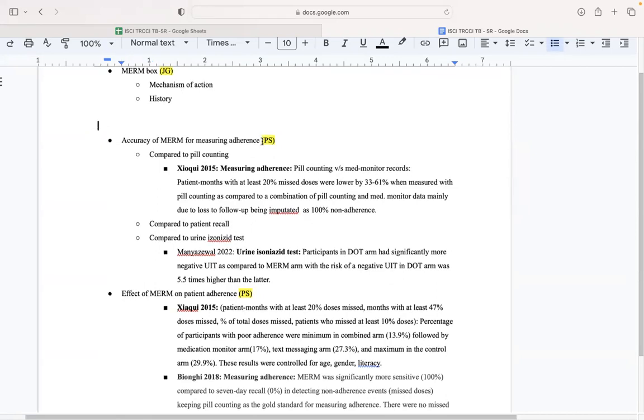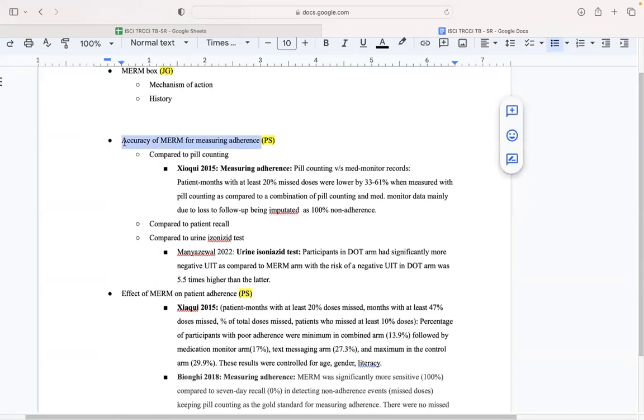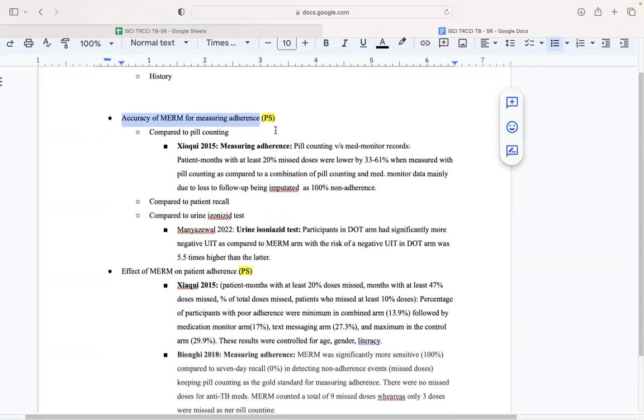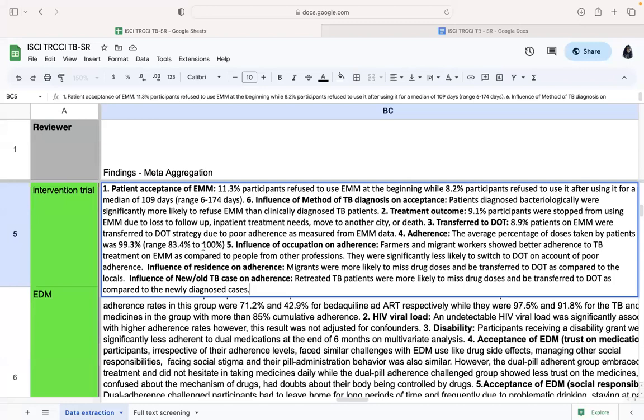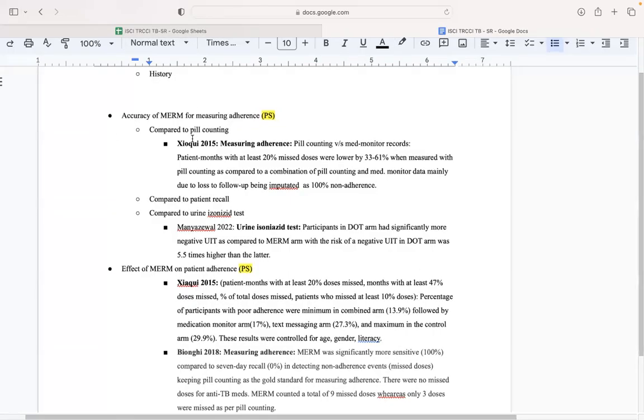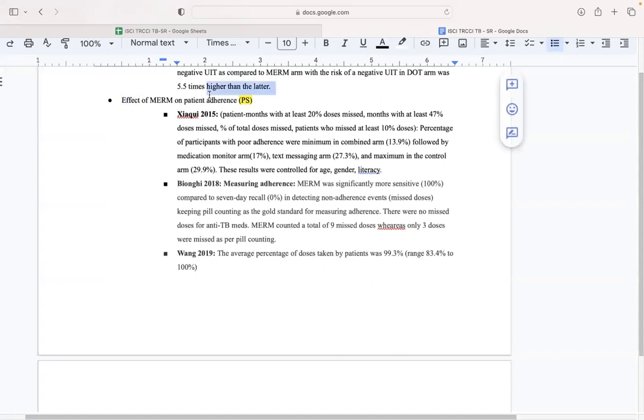And now coming to our findings. So the first heading I was able to create was accuracy of MERM for measuring adherence. The paper that we read did not give any information about this, but there were two papers, one was this one and one was this one, which gave information, but we won't go into detail. Coming to effect of MERM on patient adherence.